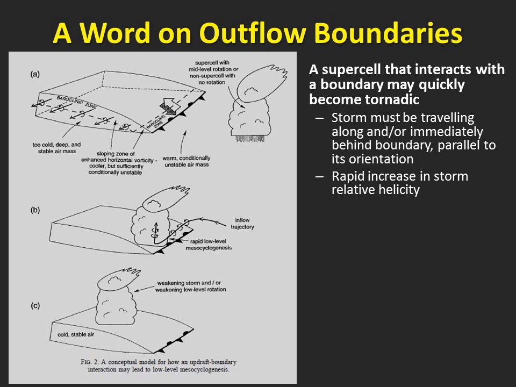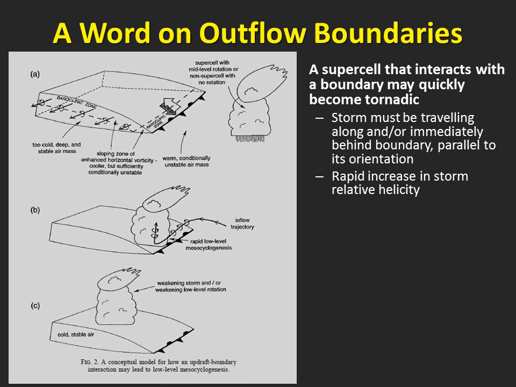With spotter positioning in mind, it's important to discuss outflow boundaries and their role in enhancing tornado potential. Outflow boundaries act as a source of low-level spin for supercells, and if these storms interact with the boundary in just the right way, they can become tornadic in a hurry. The image above illustrates how this process works. Initially, the boundary is removed from the thunderstorm. As the storm approaches the boundary, or the boundary drifts toward the storm, horizontal vorticity is lifted along and behind the boundary. This is then drawn into the storm, increasing its rotation.